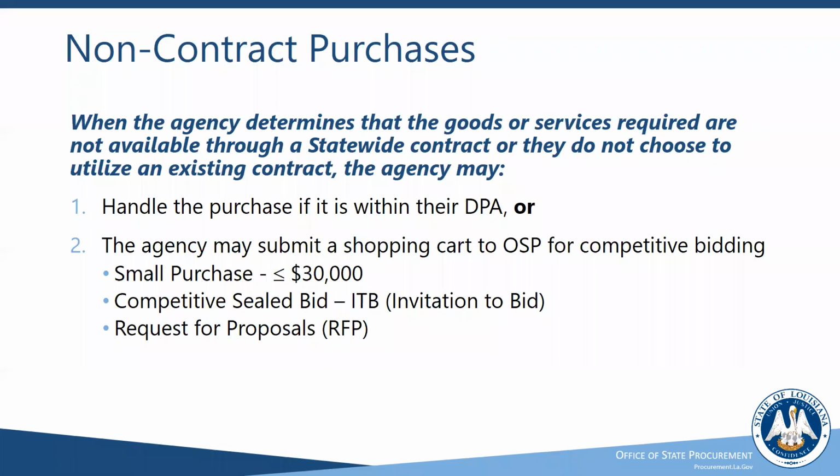So if the agency sends the shopping cart to OSP, then it will need to be determined how it will be handled. And again, always look at your small purchase executive order and see if it falls under one of the exemptions. If it needs to go out on an ITB, those need to be advertised in the newspaper, and vendors must submit responses either physically or online. RFPs, requests for proposals, are used for very large, complex purchases where specifications may be difficult to write and where factors other than cost are going to need to be taken into consideration.